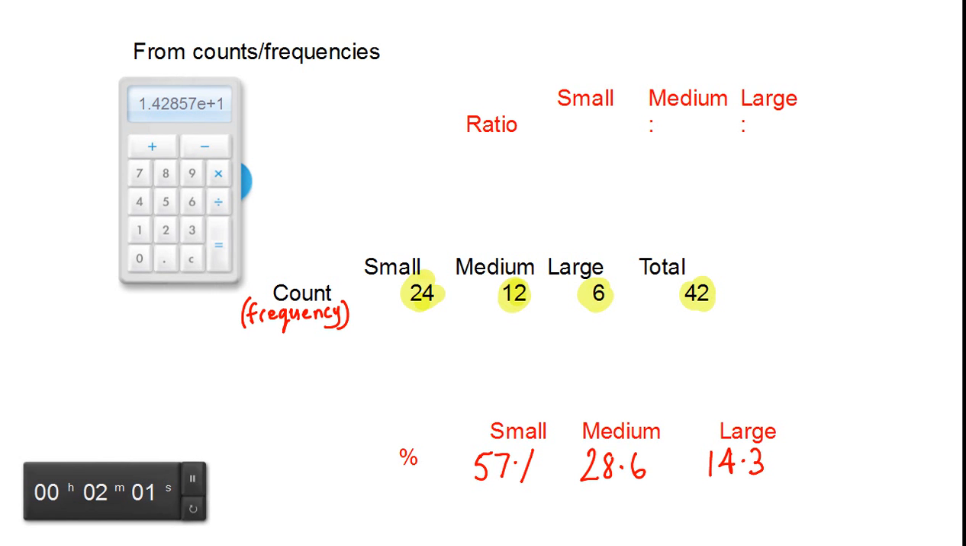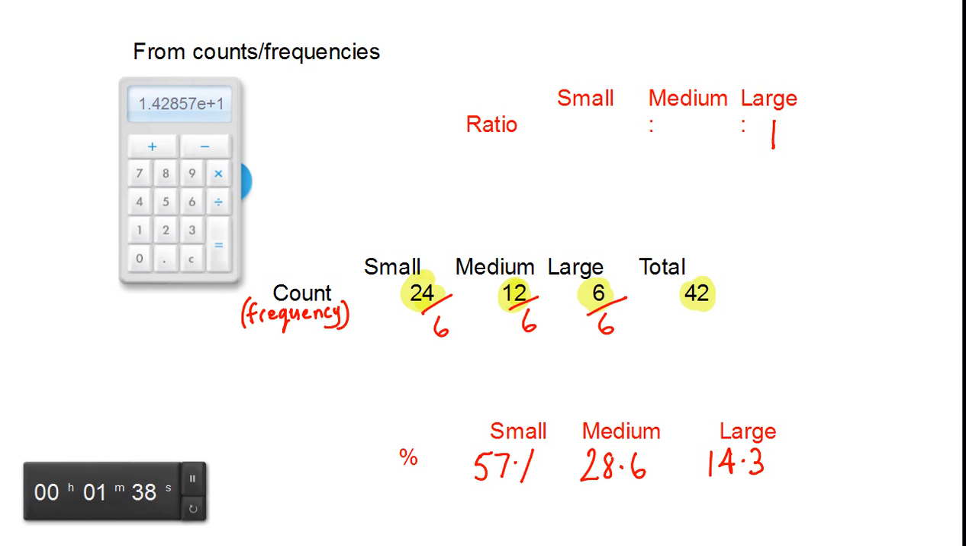Another way of expressing both results and hypotheses is in terms of ratios. And the way in which I do that here is quite simple. I firstly start with the smallest group, which is the large snails here, and divide that number of snails by itself. So 6 divided by 6 gives me 1.